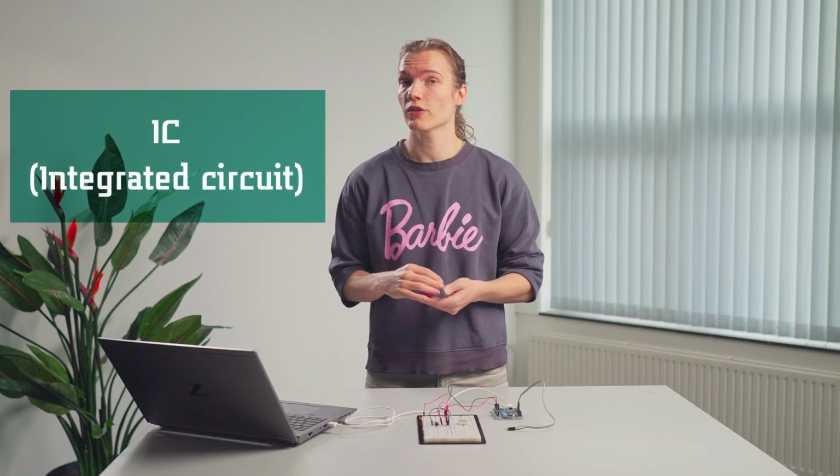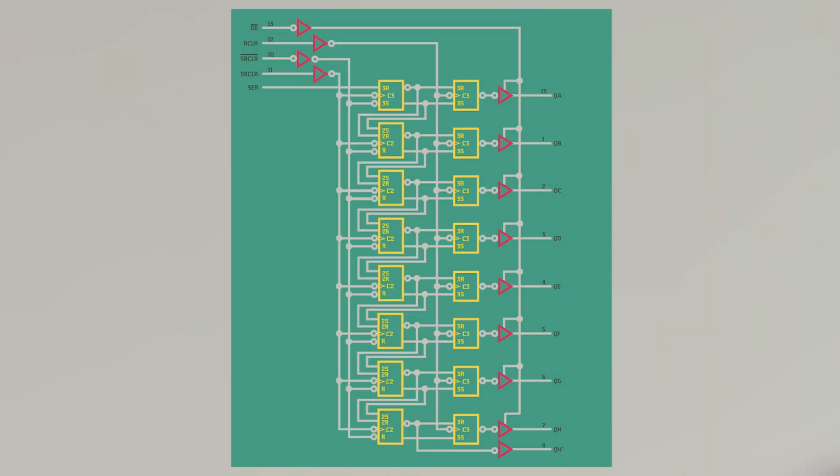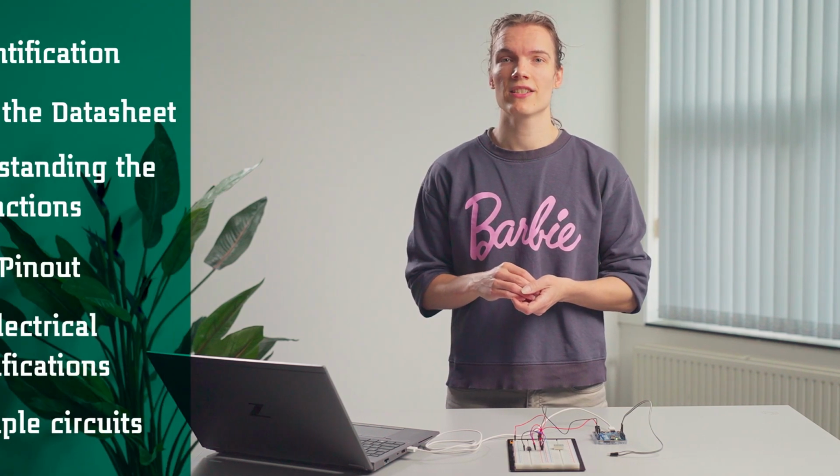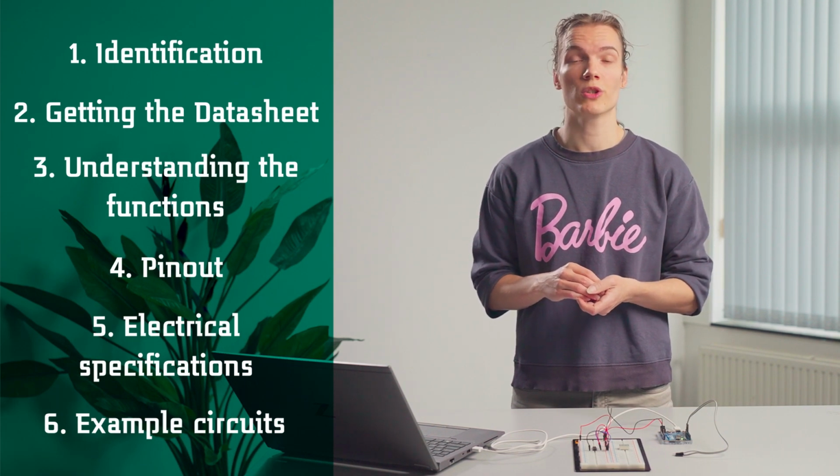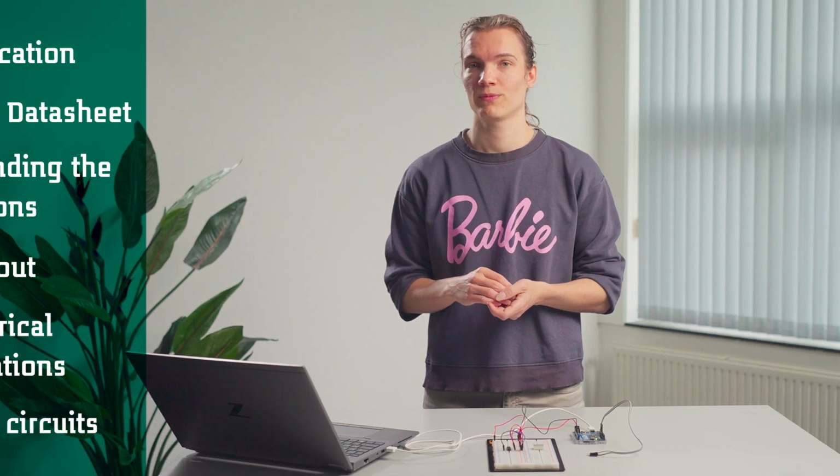A shift register is an IC, so an integrated circuit, which implies that inside this little shift register is actually an entire circuit. To better understand any IC you encounter, you could follow these 6 steps, which are explained in more detail in another video. We start with identifying the IC. Suppose that we wish to consider the SN74HC595, which is one of the many shift registers available on the market.